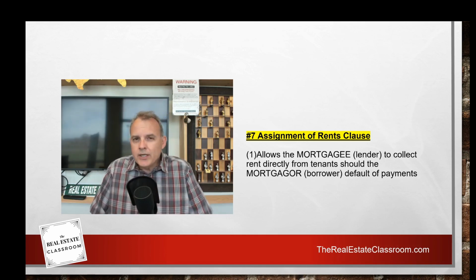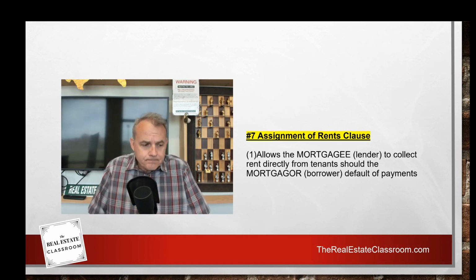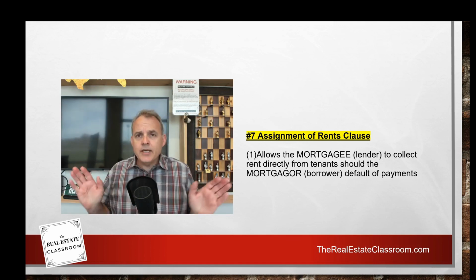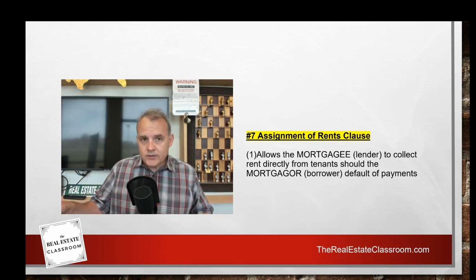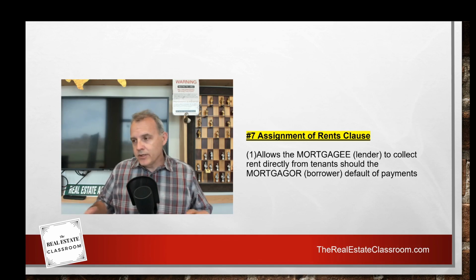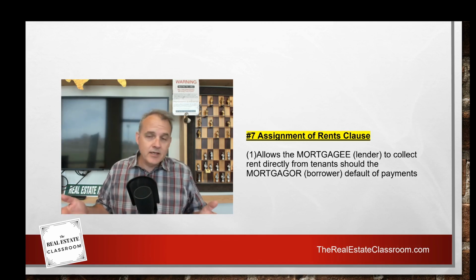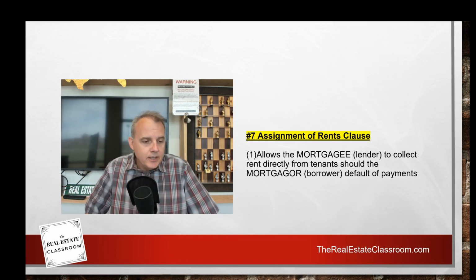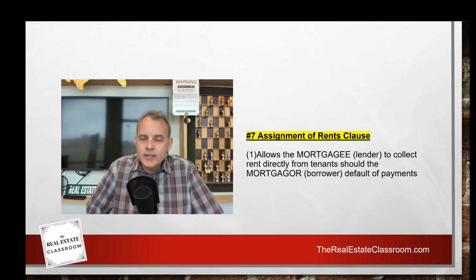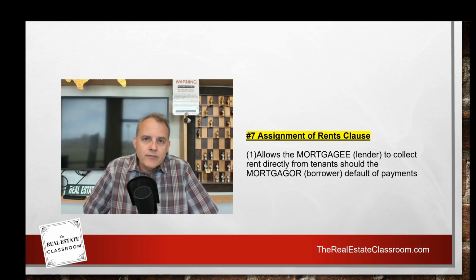It's just a way to protect the lender, because without that, an owner could stop making payments but continue to collect rent. And in some states, with their foreclosure laws, it may take up to 2 or 3 years to actually foreclose on the property, depending on the state the property is located in. So it's just a way for the lender to protect themselves against the borrower's default.